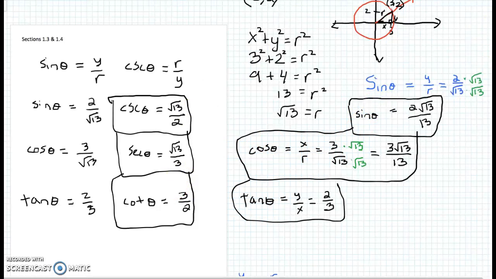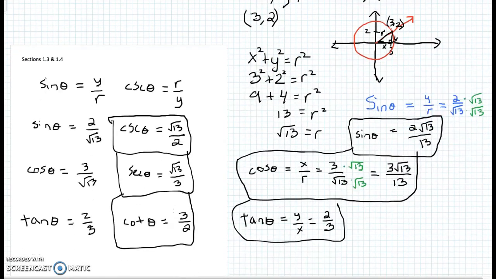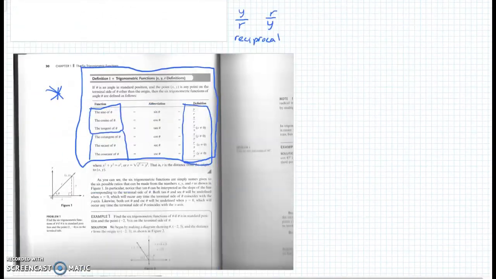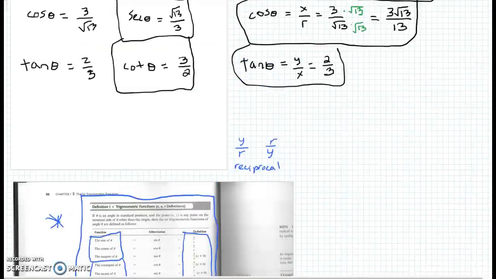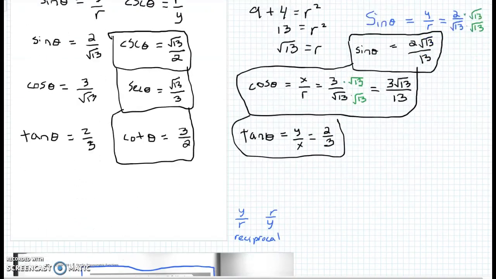Notice that they are all based on just knowing an ordered pair in an xy coordinate plane. Here's the r value obtained by doing x squared plus y squared equals r squared. Once you know x, y, and r and the definitions of all your 6 trig functions, you can always give me the values of all of the 6 trig functions. So that was section 1.3. It's just being able to deal with x, y, and r and the definitions to know the 6 trig functions.